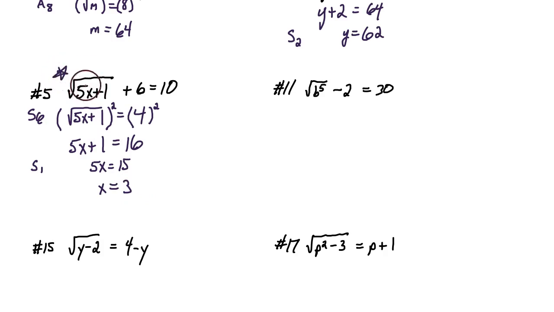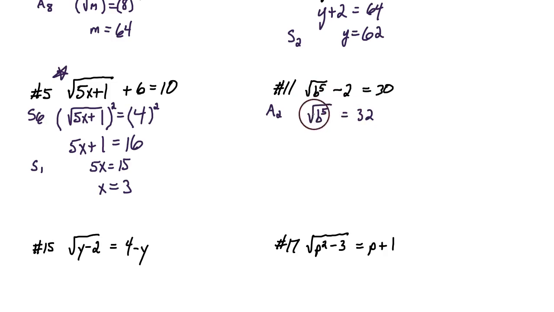So right up here in the original problem in black ink, 5 times 3 is 15. 15 plus 1 is 16. The square root of 16 is 4. And 4 plus 6 is 10. That checks out. Number 11, first add the 2. That gets the radical expression by itself. And now we have 32.